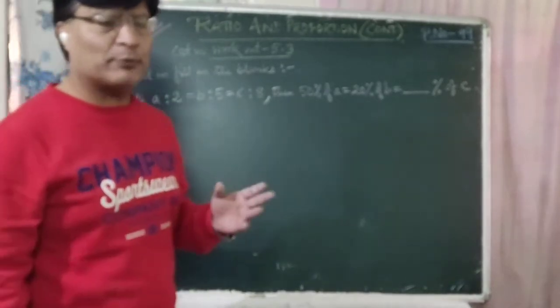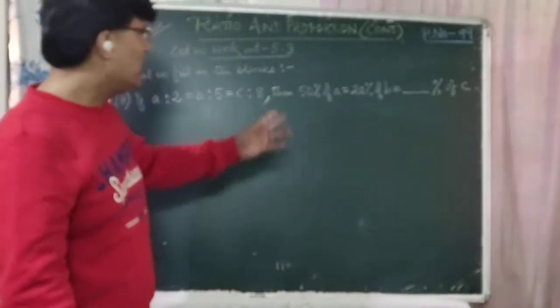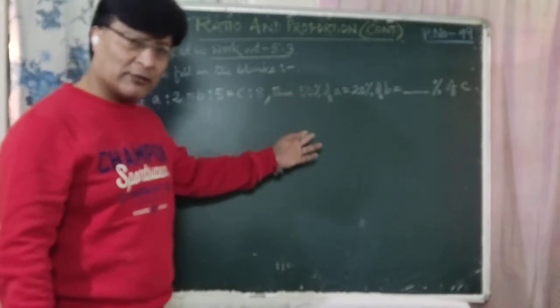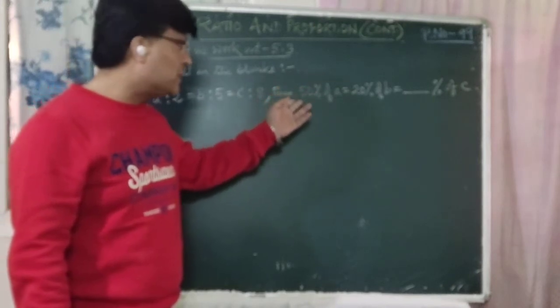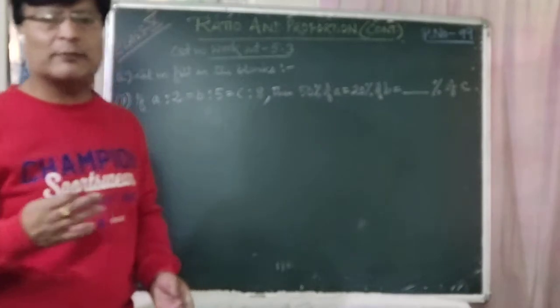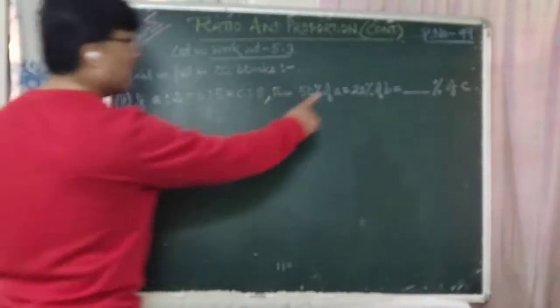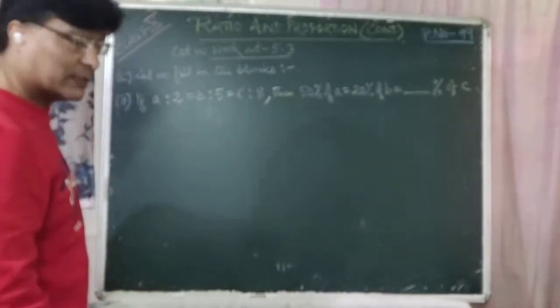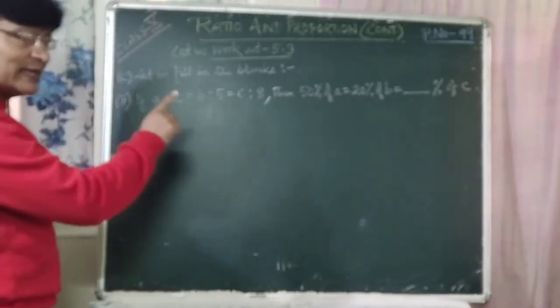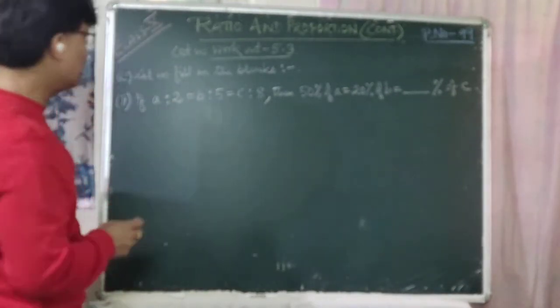Percentage means, you know that percentage means out of 100. 50% means 50 by 100. 20% means 20 divided by 100. Is that clear? So let us assume X percent of C. You have to get the value for X.